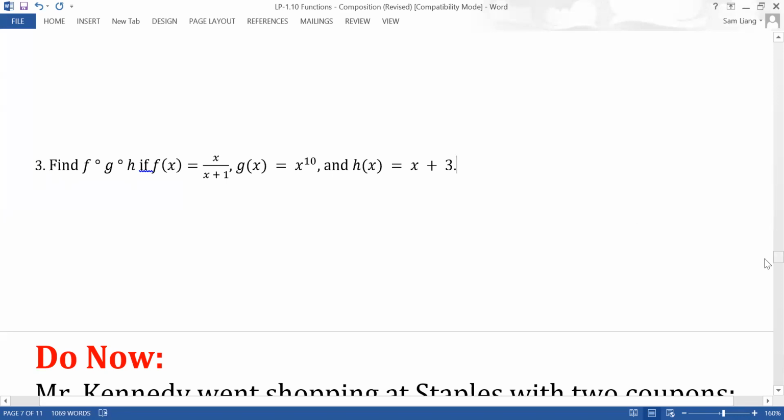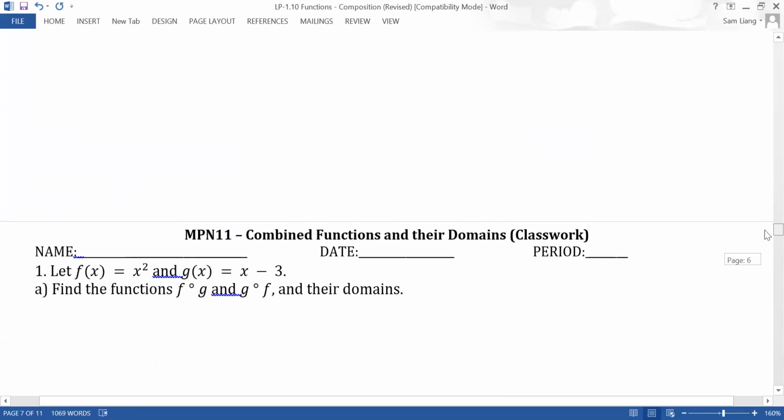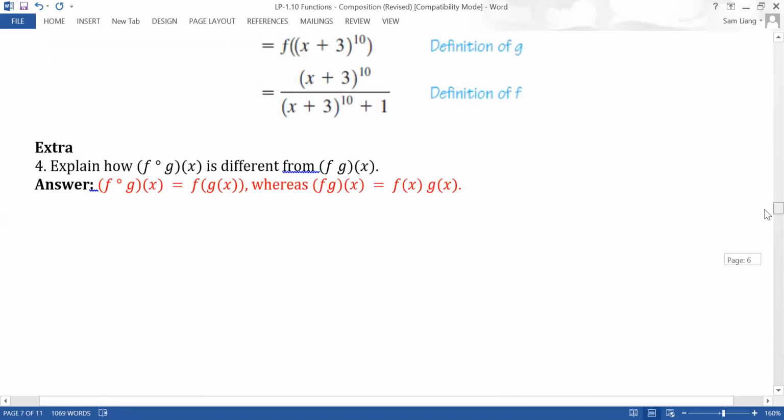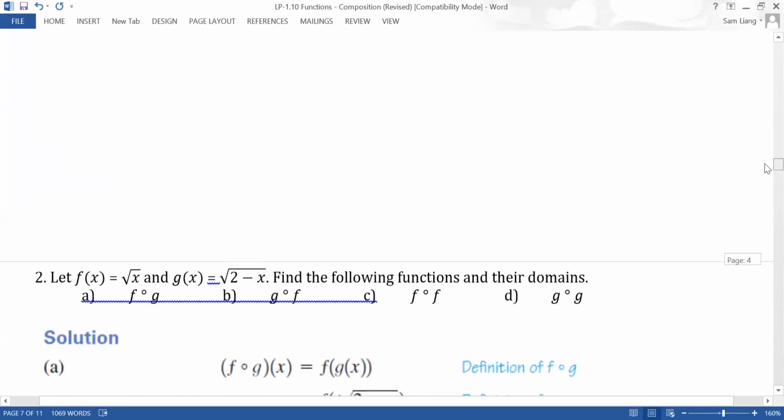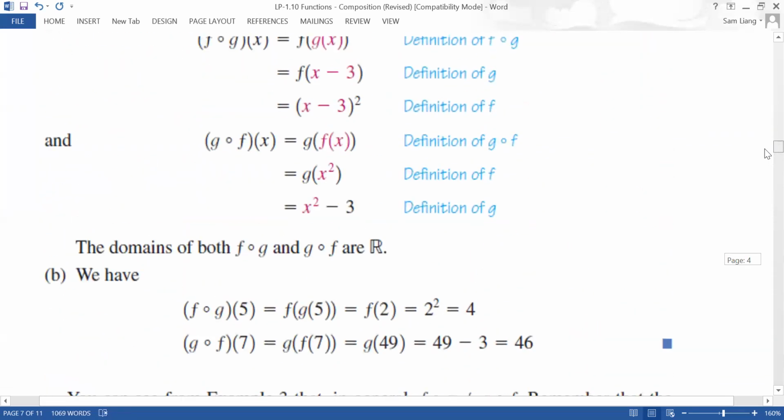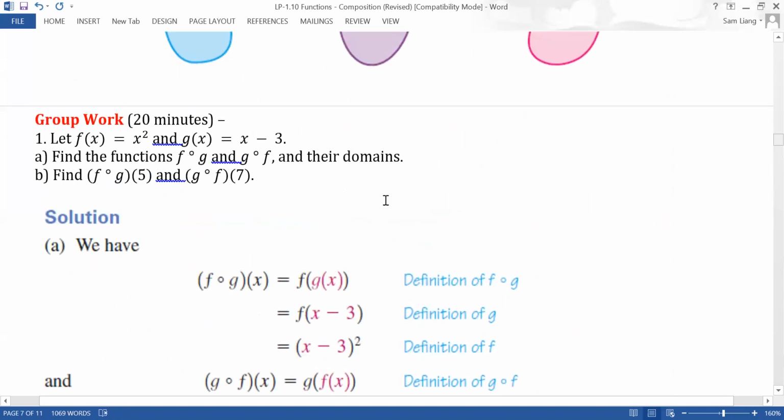All right, let me get to the solutions. Okay, so it's kind of long because there's so many parts, but bear with me. We'll get through it together. All right, here we go. Okay, here's the first question.